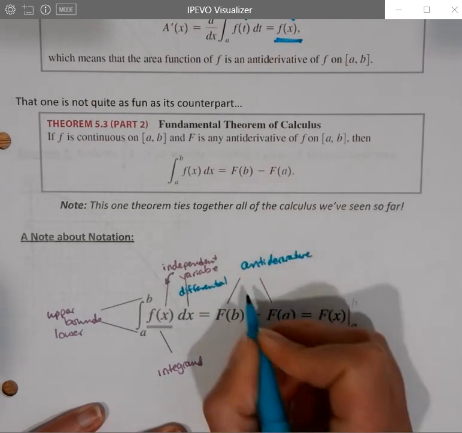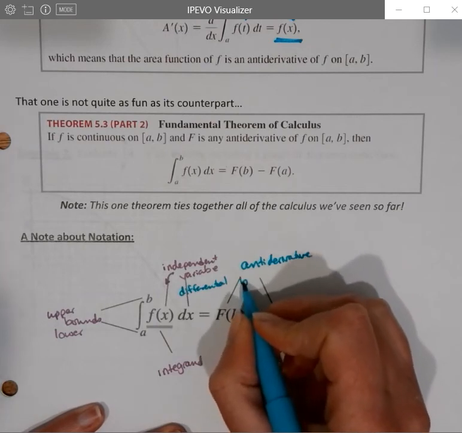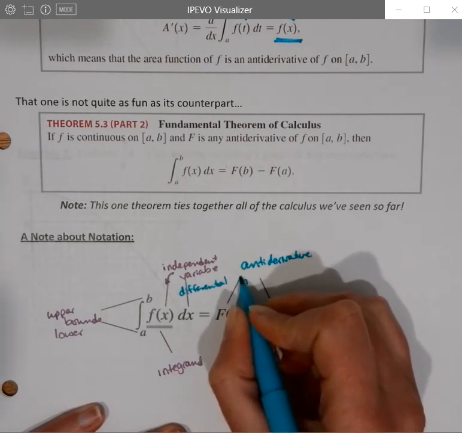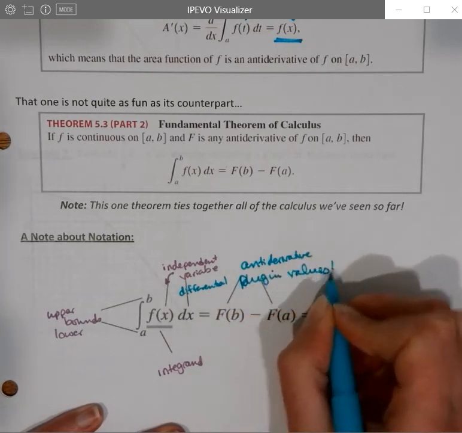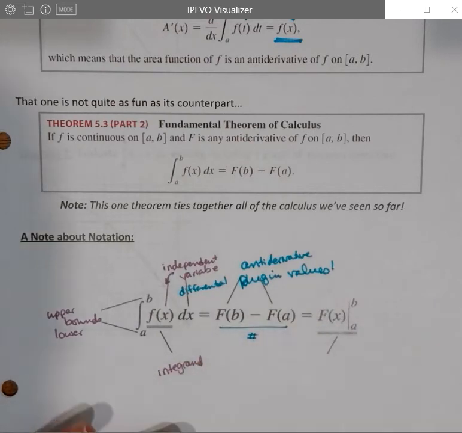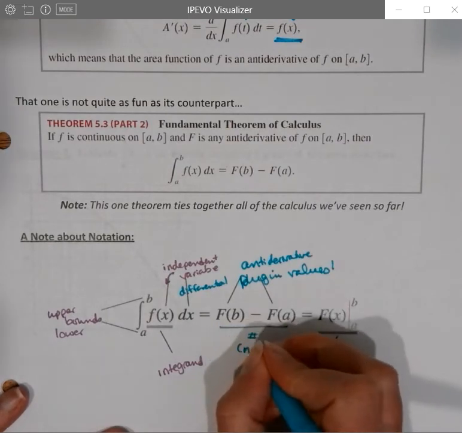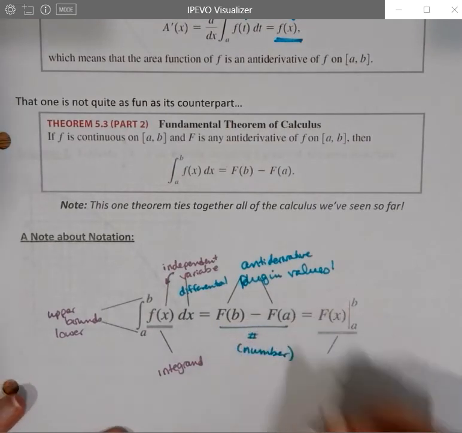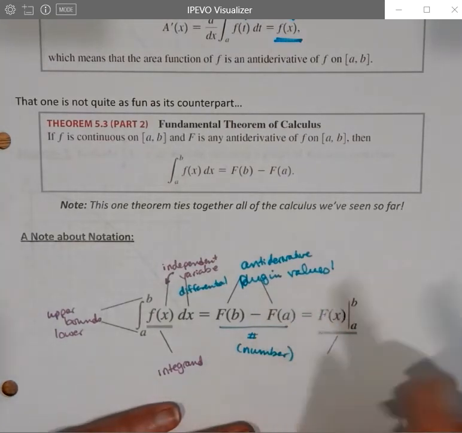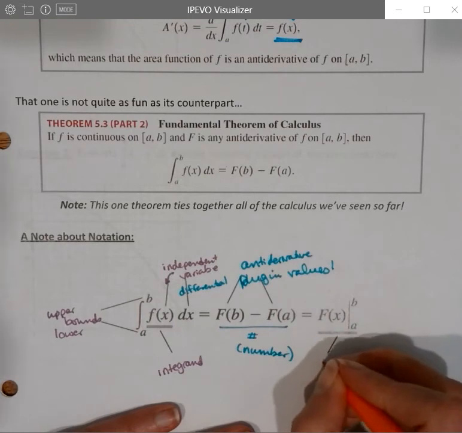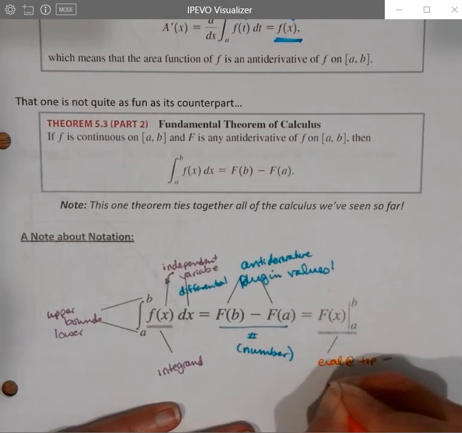But we're actually evaluating it at a number. So we're plugging in b and plugging in a. So this is a number. It's not a function anymore. We evaluate it at a point. This is a number. Okay, and then the shorthand for this notation is F evaluated at top bound minus bottom bound. That's some shorthand that's going to ask you to evaluate at top bound and then minus bottom bound.